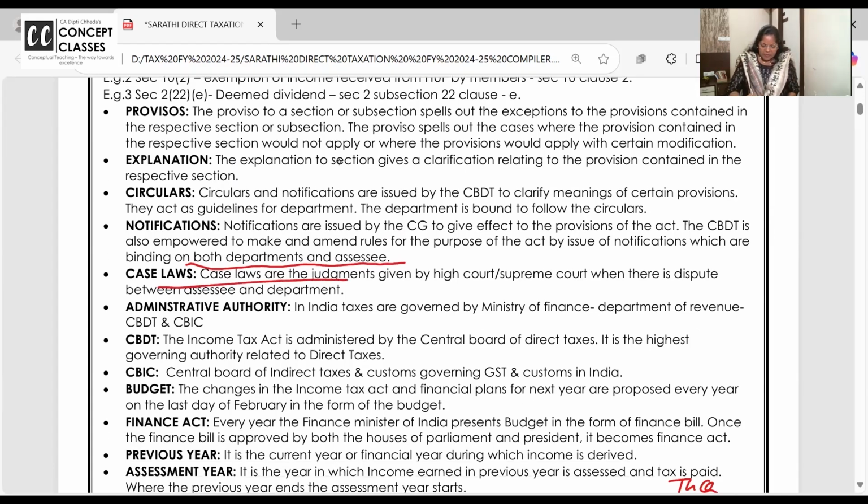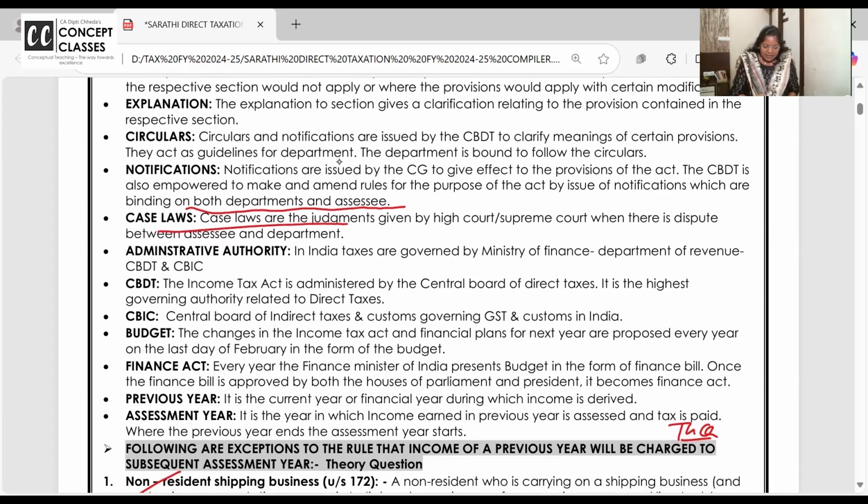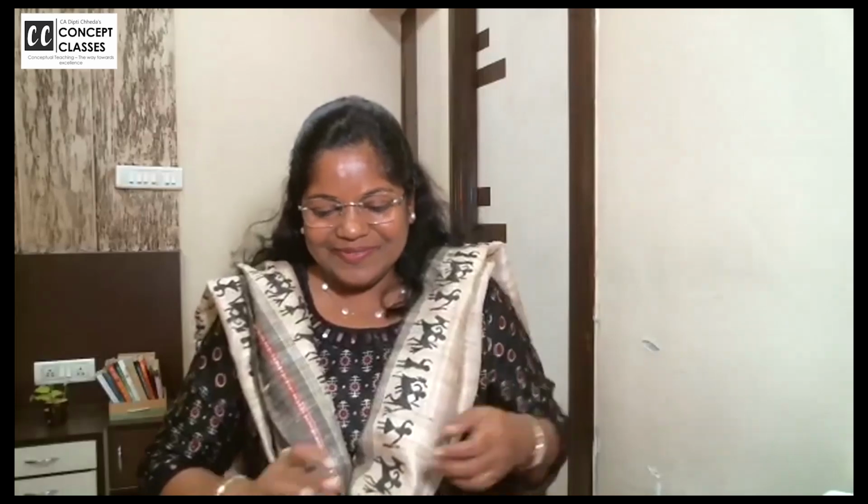Case laws are judgments we have seen. Did you check the full forms of CBDT and CBIC that I gave you yesterday? What did you read about them? You first tell. I gave you some abbreviations to write, no? Yes, ma'am. What is the full form of CBDT? Central Board of Direct Taxes. Central Board of Direct Taxes is the highest governing authority. The people who made the Income Tax Act are no longer there.